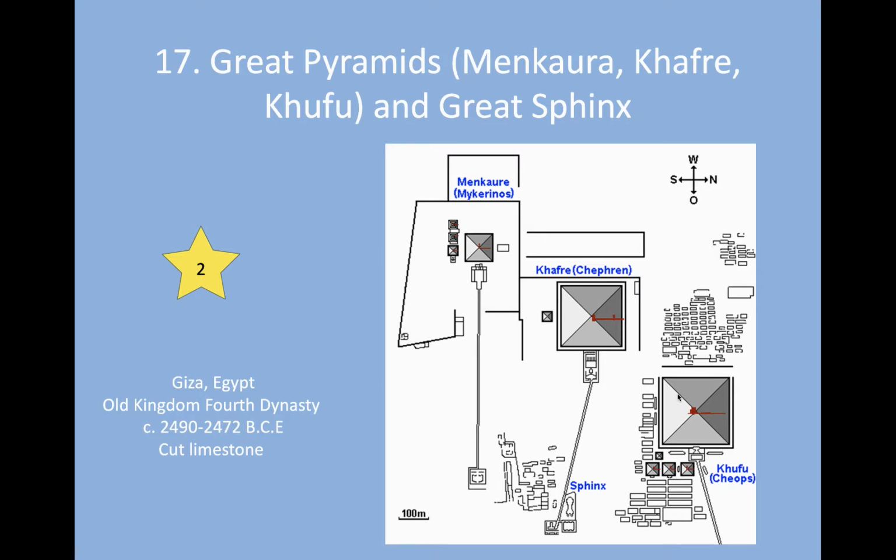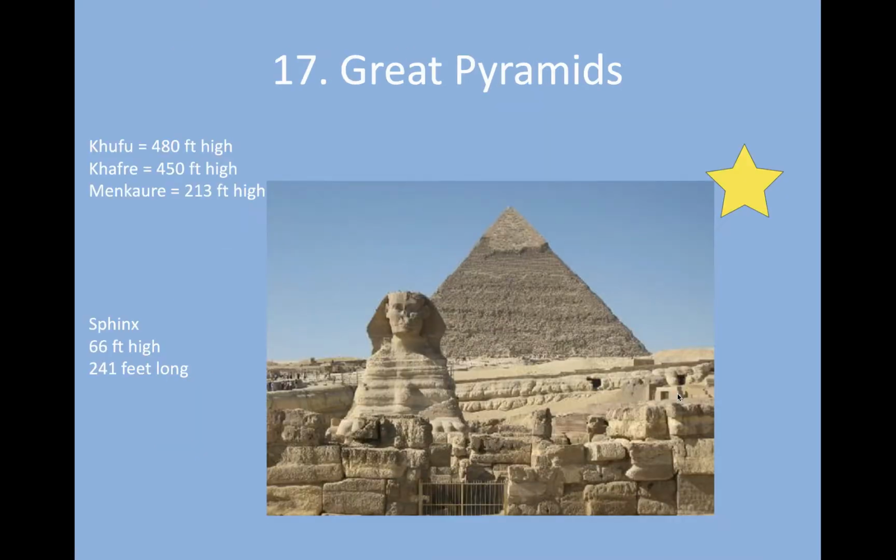Let me go to the next slide. I think I have all the numbers. There we go. So Khufu's is the largest, 480 feet tall. And then Khafre's is 450 feet tall. And then Menkare's is only 213 feet. They were the largest structures in the world until the Eiffel Tower was built. So it's not until the mid 1800s that anything comes close to being as tall as they are.